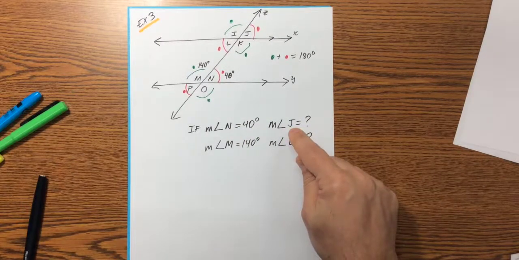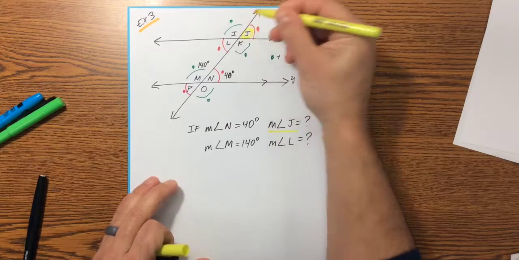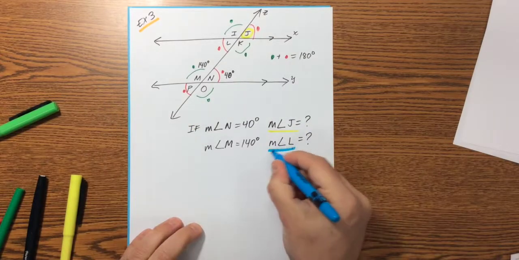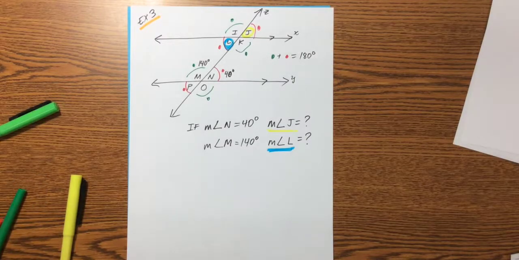So the question is, what is J? We're trying to find J here. We want to know what J is, and we want to know what, let's try blue, what L is. Well, let's do it. Any ideas? Well, I hate to break it to you, but with this one, you don't even have to do any math. You can just look at it and go, are you joking with me, Mr. Arnas? Are you really trying to trick me here?